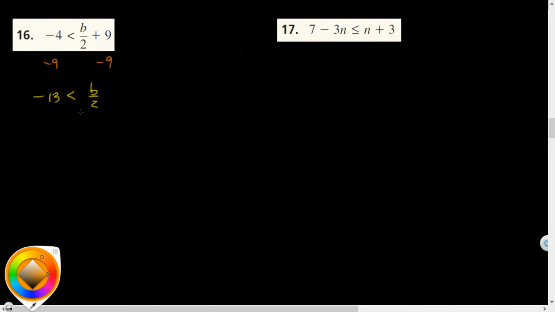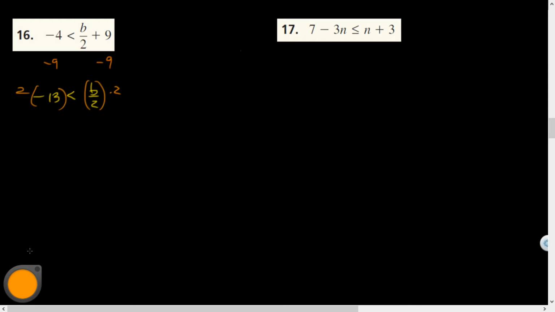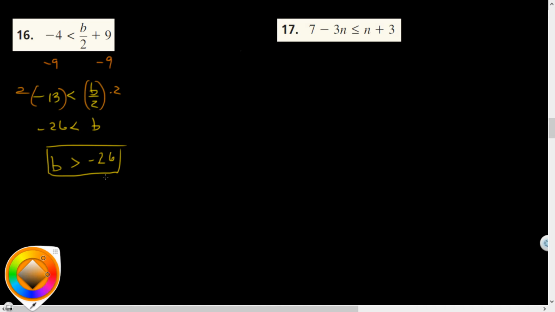To get rid of the dividing by 2, the inverse operation is to multiply by 2, both sides. I still don't have to flip that inequality because I'm multiplying by a positive. So let's see here, the 2's cancel out, I'll get b. And now let's flip the whole thing because I'm a fan of having the variable on the left-hand side, which would include the sign being flipped with everybody else.